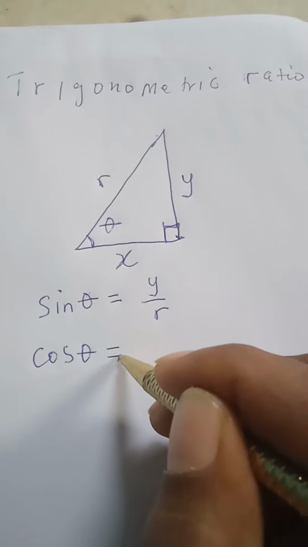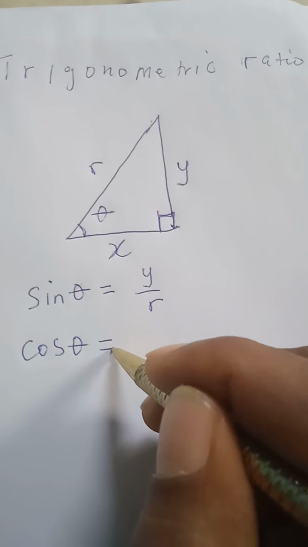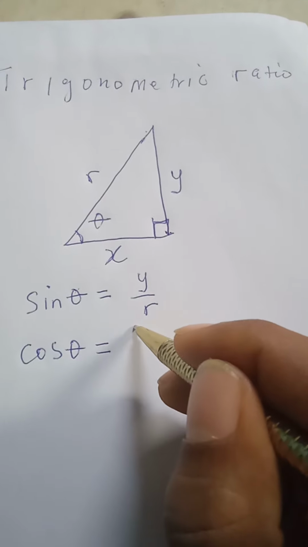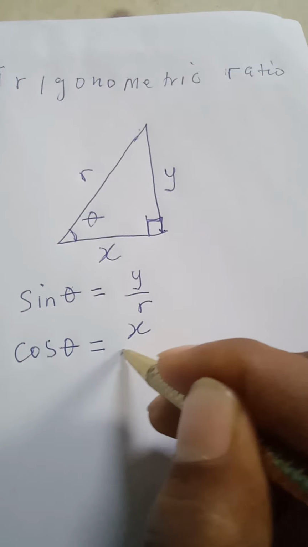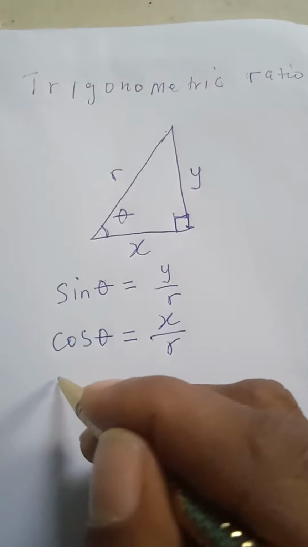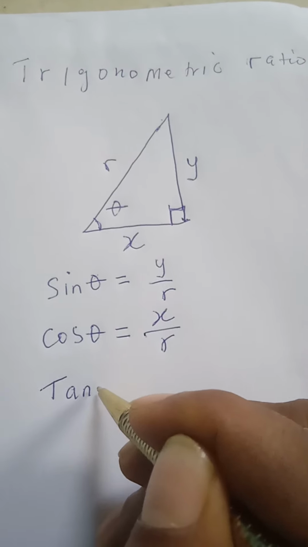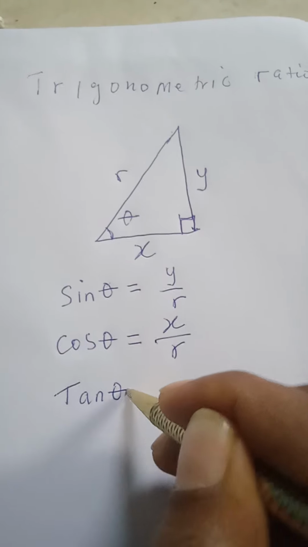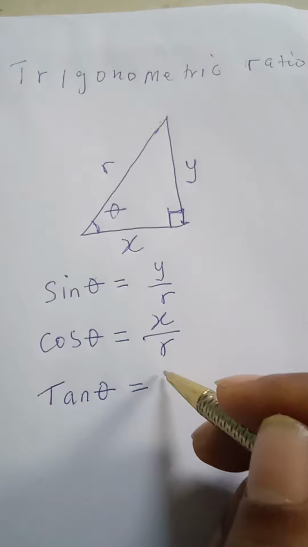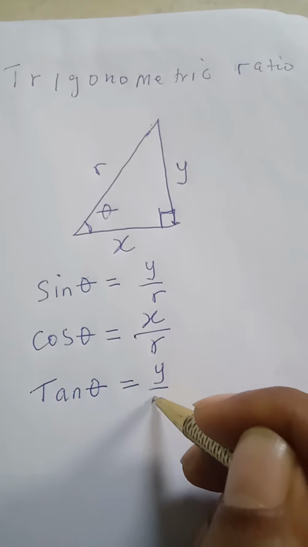This particular one is x over r. That is adjacent over hypotenuse. Tan theta, that is tangent of angle theta. We short form it as tan theta, and it is opposite over adjacent. That is y over x.